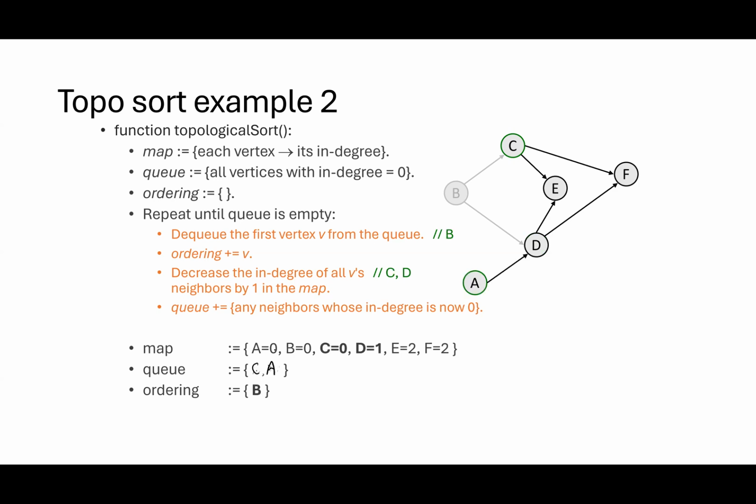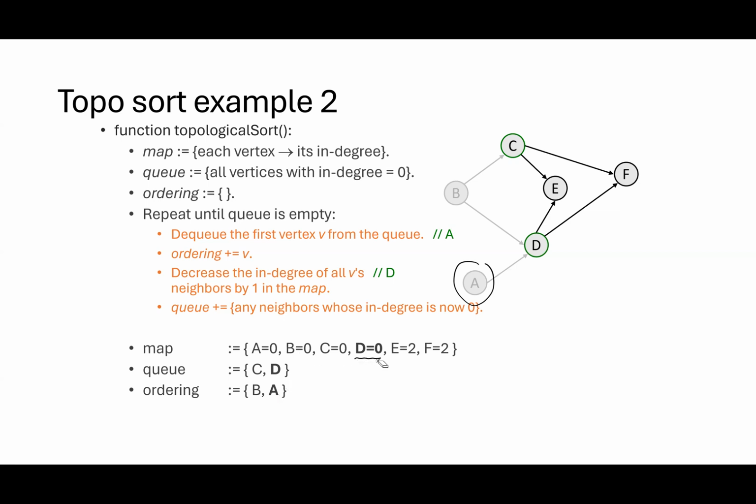Another thing, it doesn't matter if I dequeue A or C first, it's up to you, because it's the same thing. So next we are going to dequeue A. So we dequeued A, put it into the ordering, right? And A has a neighbor D, so we reduce the in-degree of D, and now the new in-degree becomes 0, so we add D to the queue. Okay.